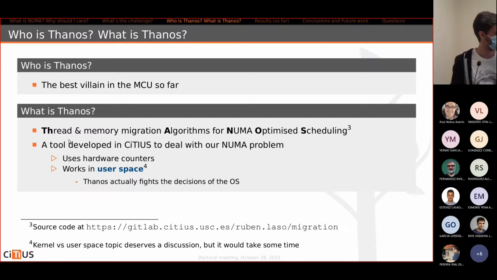But that tool is particularly interesting because it has two features that stand out from the rest of the proposals. The first is that it uses the hardware counters to measure performance and make some profiling. And second, it works in the user space, which is the opposite of what one can expect from this kind of tools. That means that Thanos actually fights the decisions of the operating system in terms of thread location and memory pages.